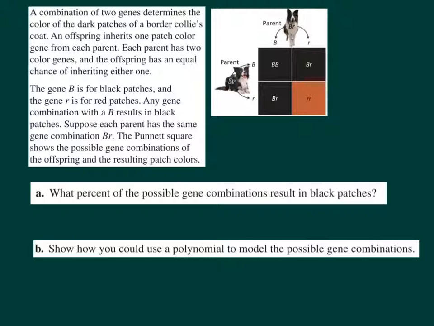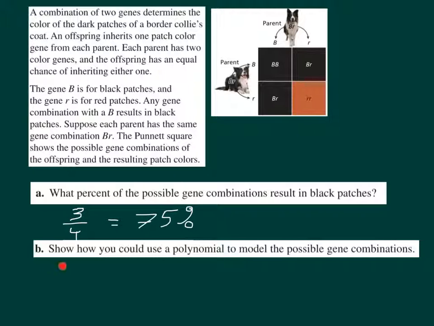After seeing that and looking at the diagram, you can see a very clear answer to question A. What percent of the possible gene combinations result in black patches? Based on the fact that we have 4 total little boxes and 3 of them represent black patches, whereas only 1 of them represents red patches, we know that the percentage would be found by doing 3 divided by 4, which is equal to 75%. So 75% of the possible gene combinations result in black patches.